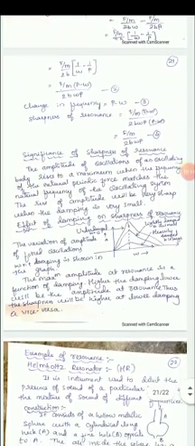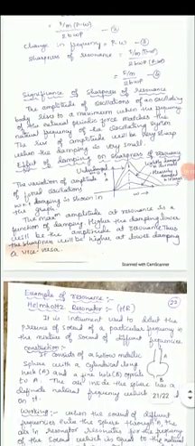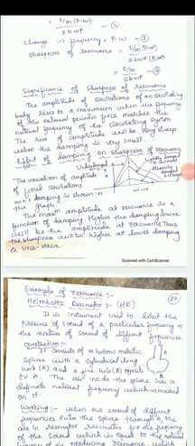Now see here, what is the significance of the sharpness of the resonance? The amplitude of oscillation of the oscillating body rises to a maximum when the frequency of the external periodic force matches the natural frequency of the oscillating system. The rise of amplitude will be very sharp when the damping is very small.